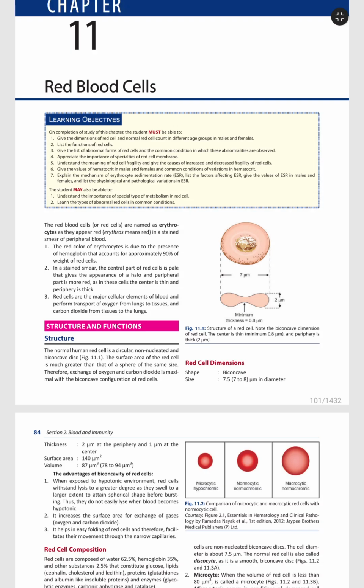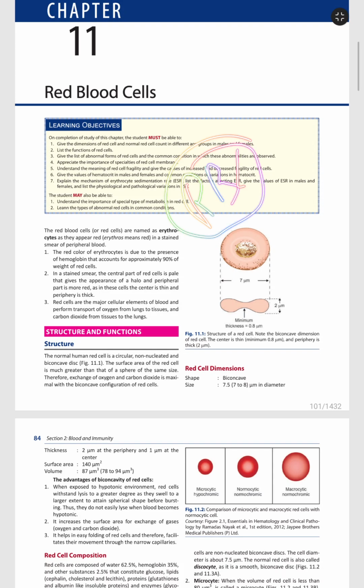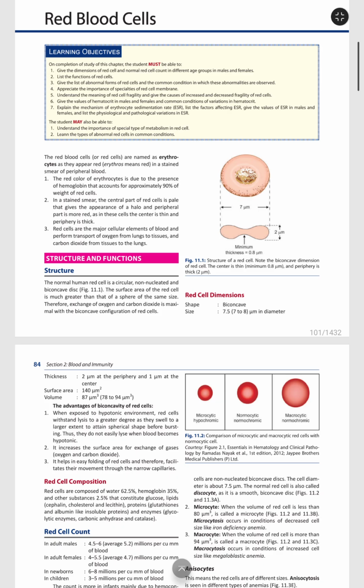Let's study about RBC. We should know its dimension. It is 7 micrometer in length and 2 micrometer in breadth, whereas thickness, and its volume is asked. Volume is 87 micrometer cube, whereas surface area is 140 micrometer square. Volume is 87, surface area is 140.